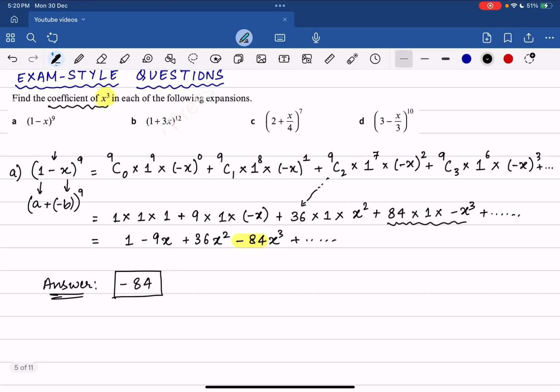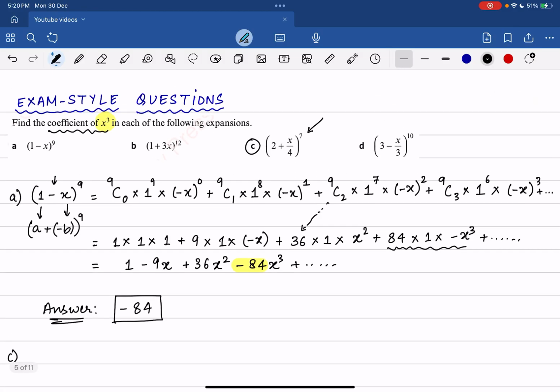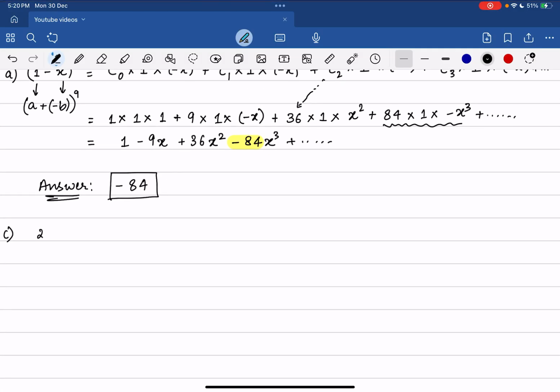A lot of students, when we do this in class, say, sir, you always solve the easy question, can you solve something that is a little difficult? So let's go for something that looks a little difficult. Trust me, it is not difficult at all, but yes, I can understand that it looks a little difficult. So let's try the C1. What does the C1 say over here? The C1 says 2 plus x over 4 the whole raised to 7.